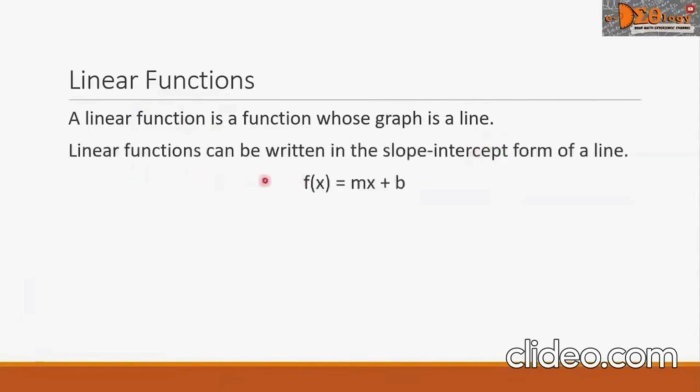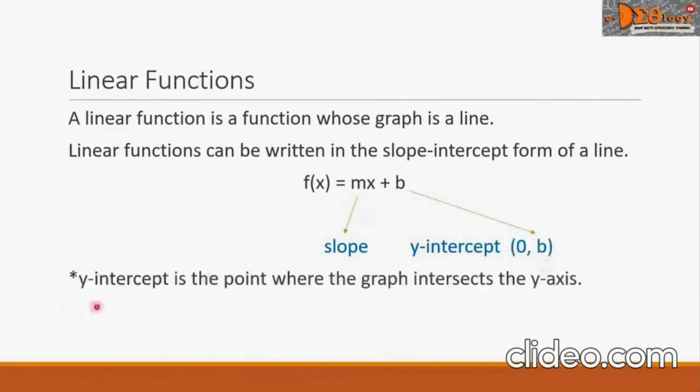Linear functions can be written in the slope-intercept form of a line. This is f of x equals mx plus b. We know that m, the coefficient of x, is the slope of the line, and b is the y-intercept. Showing the ordered pair, we can write 0, b.